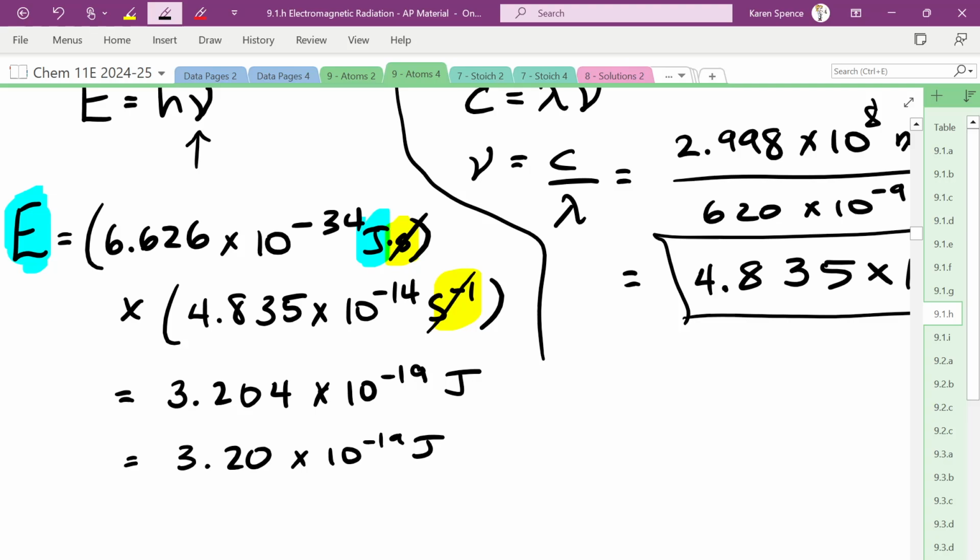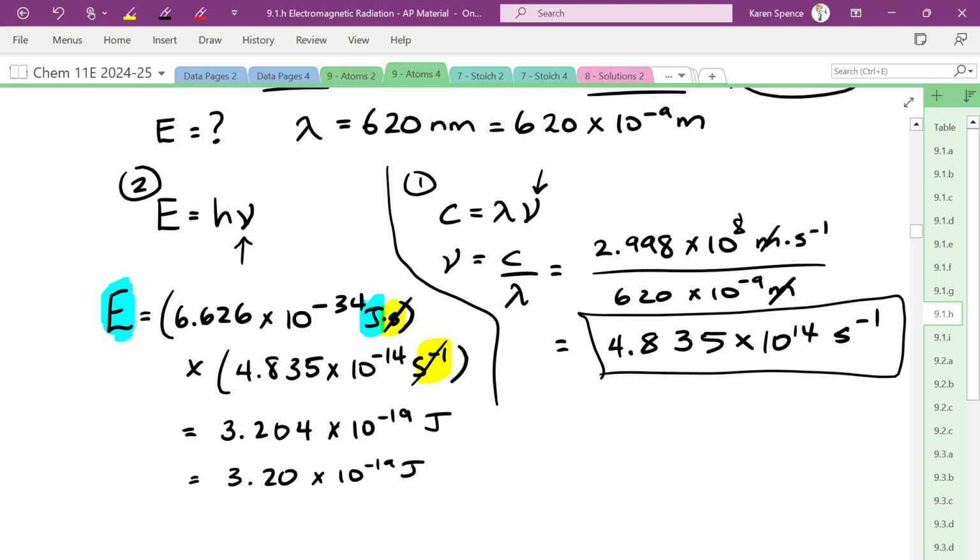Why is that number so small? That's the energy of a single photon. Just one photon. One photon is very, very dim. At some point, you might be asked about moles of photons, in which case you're going to have to use 6.02 times 10 to the 23. But we'll get there.